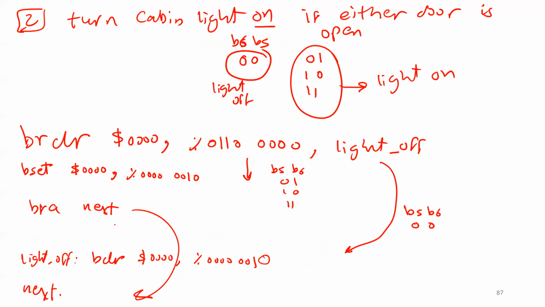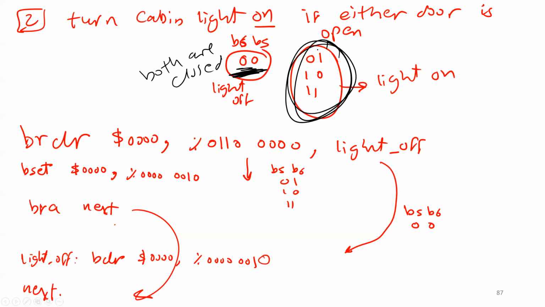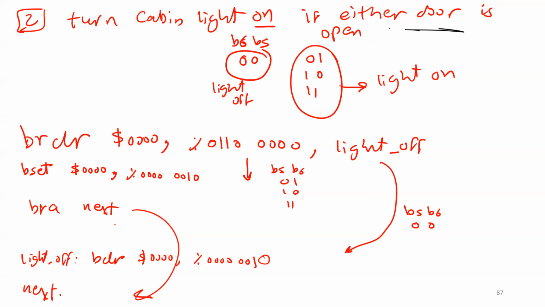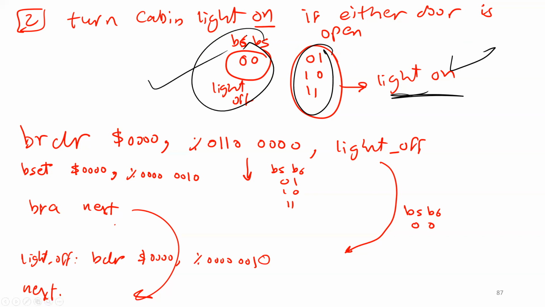Here, if the two doors are closed, this is the case. So here both of them are closed, so I'm gonna get 0, 0. Here, at least one of them is open. If either one of them is open, in this case I want to turn the light on. Otherwise, turn the light off. How can you program the logic here?